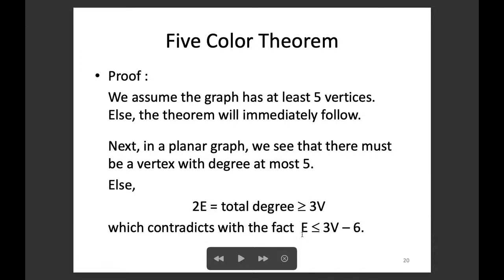And then this contradicts the fact that for a planar graph, E has to be less than or equal to 3V minus 6, strictly less than 3V. So the contradiction here comes from: if we assume that every vertex has degree at least 6, there is something wrong. So it means that one vertex will have small degree, at most 5. Okay?